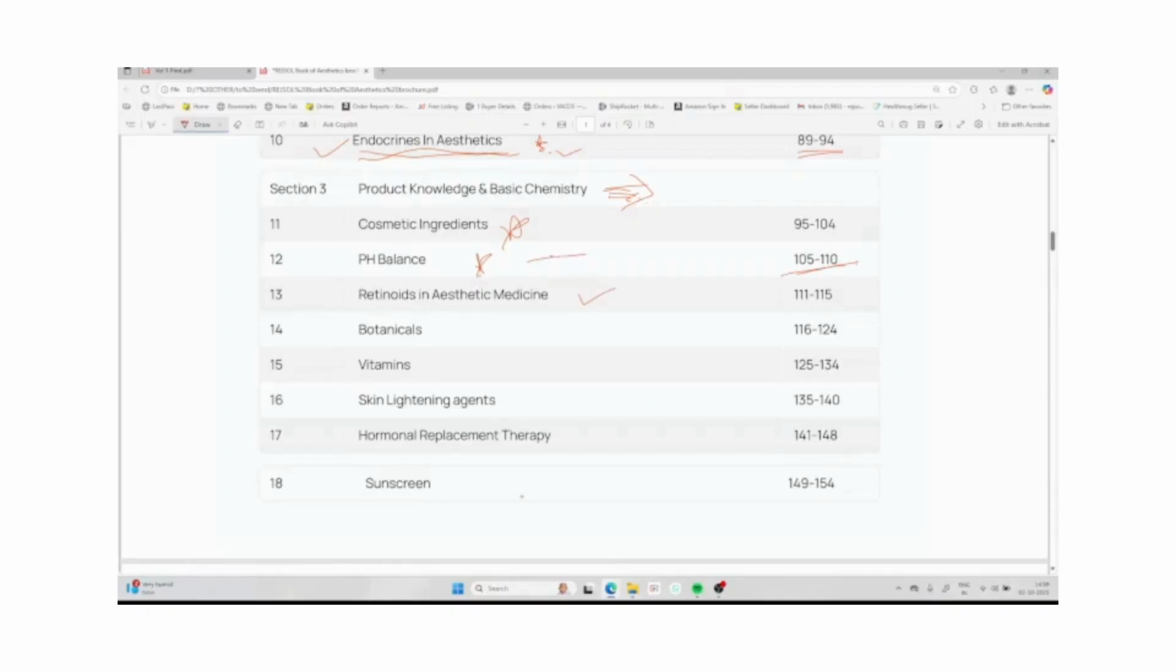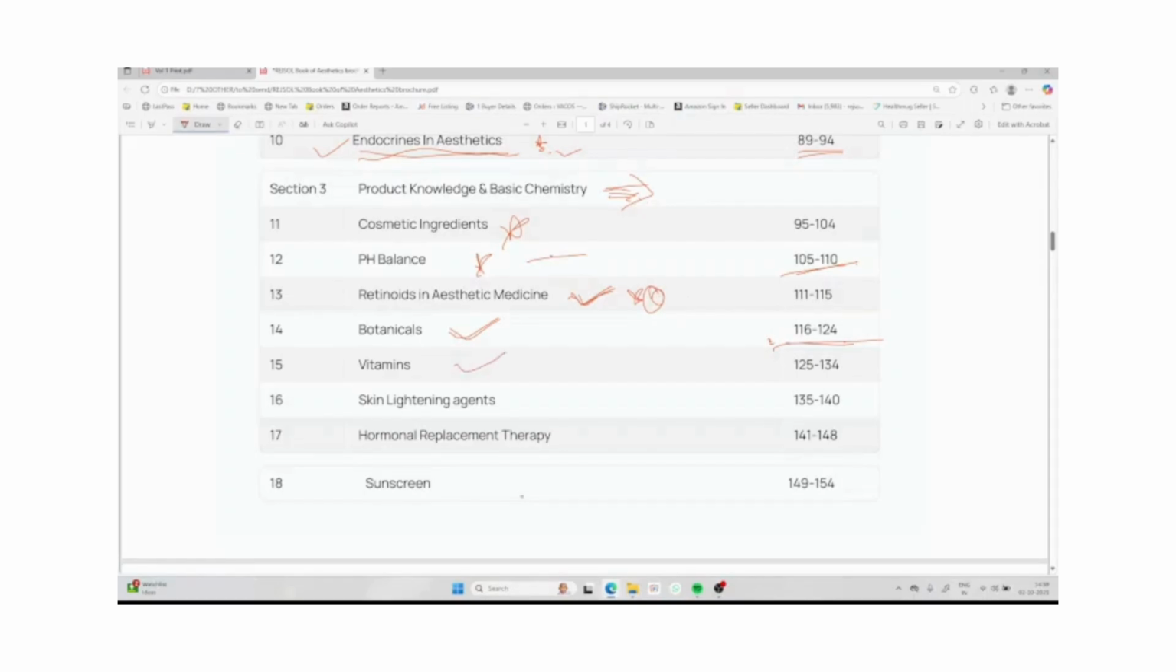Now the retinoids in aesthetic, there are different retinoids. It's very complicated because there are many variants of retinoids, like the retinol, tretinoin, isotretinoin, and what are the difference between them, that is discussed in this chapter. Then the botanicals, as it is trending, the herbal products, like they have botanical extracts. So these are discussed in the chapter number 14, botanicals, from page number 116 to 124.